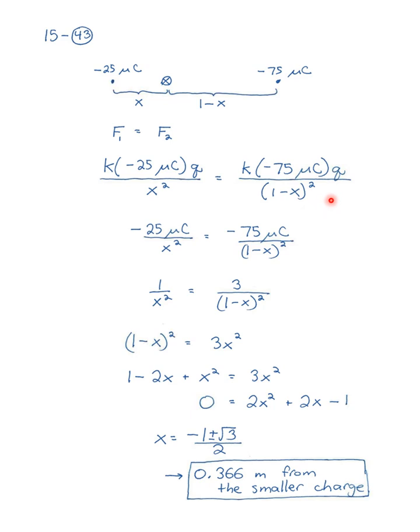So let's see how we can simplify this. Notice that the Q's divided out. And so you can see, this is the part B question, explain why the magnitude and sign of the third charge do not affect your answer. Well, it divided out.